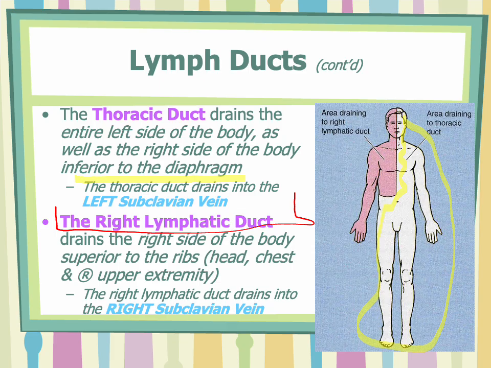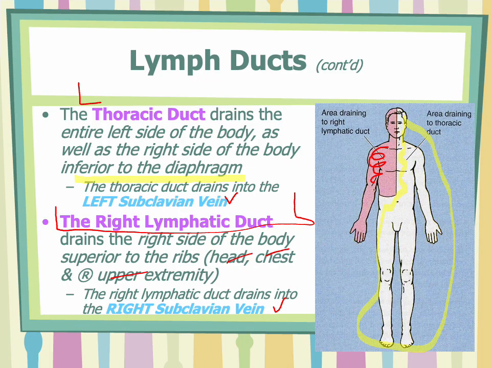It drains the right side of the body superior to the ribs: head, chest, and right upper extremity. And you guys can see it here in the pink. Okay? Take your time to read this because this is pretty important and significant. See the names? Thoracic duct. It doesn't say anything like left. It says only thoracic duct.